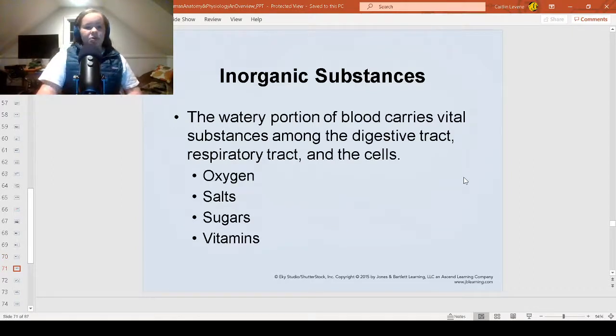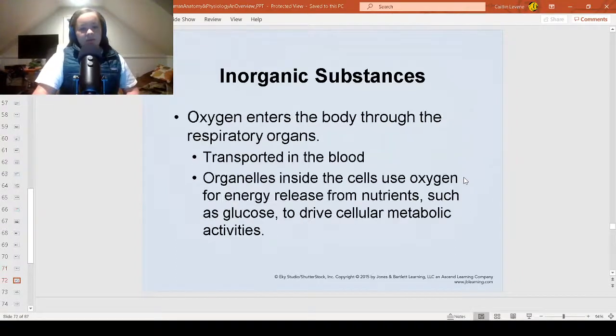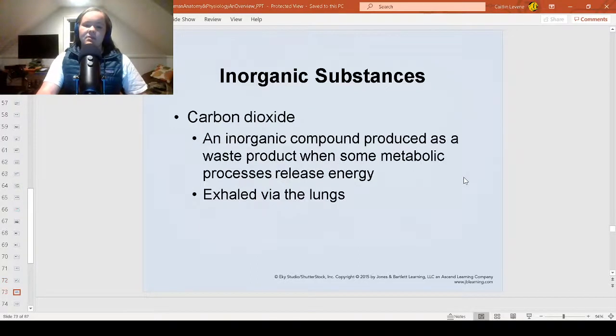The watery portion of blood carries vital substances among the digestive tract, respiratory tract, and the cells. This is, once again, oxygen, salts, sugars, and vitamins. Oxygen enters the body through the respiratory organs. It's transported in the blood, and then organelles inside the cells use the oxygen for energy, releasing the nutrients such as glucose to drive cellular metabolic activities.